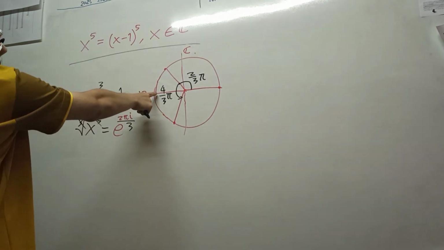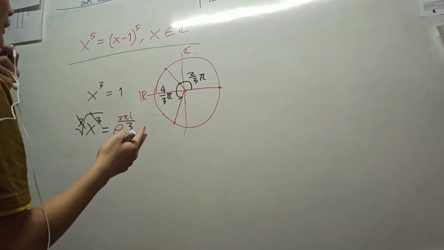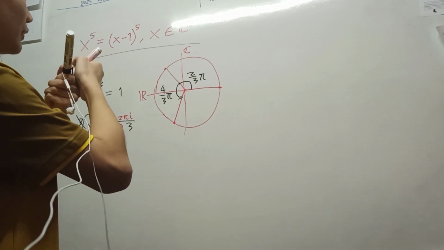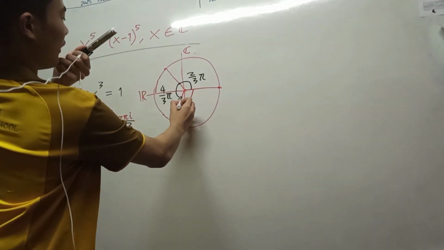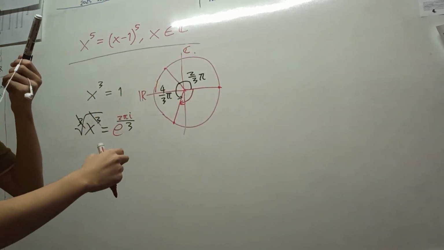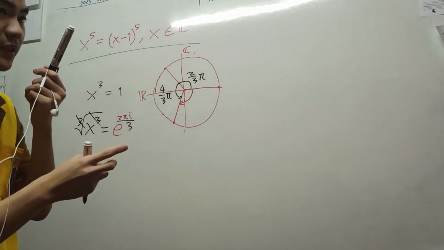But this is 4 over 3. You can actually simplify this a little bit. And how do we do that? We can actually just rotate from the other side. And when we rotate it clockwise instead of anti-clockwise, we have to make the angle negative instead.